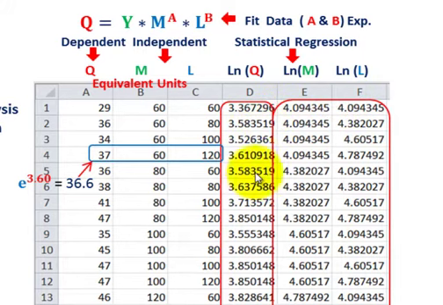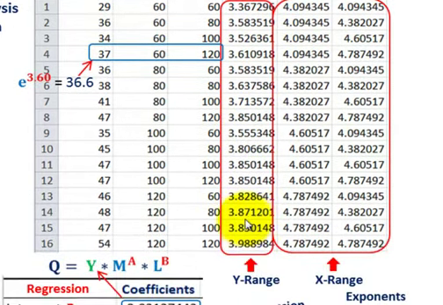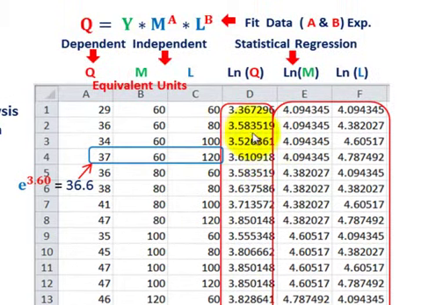But the key is, when you're using this regression analysis, ln Q is going to be your Y range, and then your ln M and ln L are your X range when you put it into your regression, if you're using Excel. Nonetheless, you have to have some way of doing a statistical regression for your natural logs of Q, M, and L.